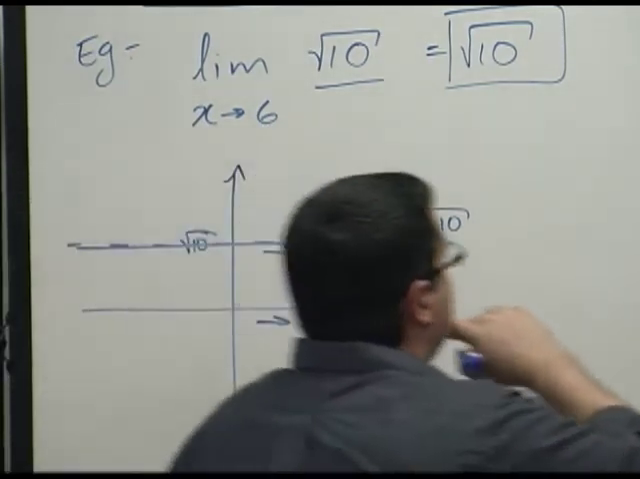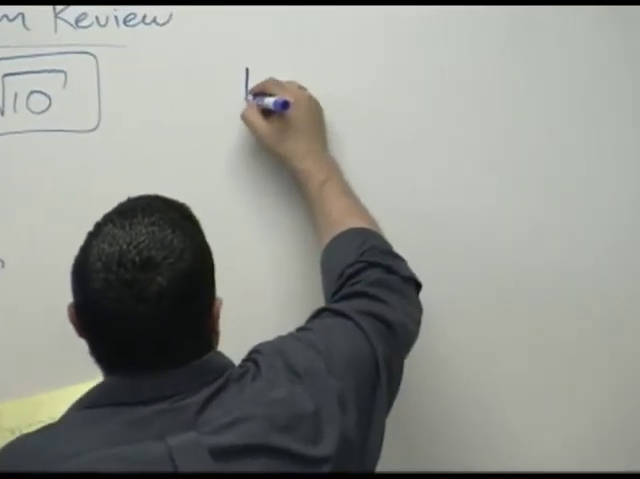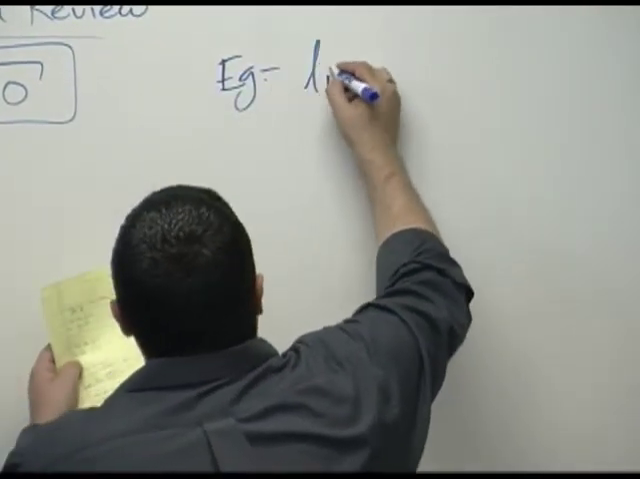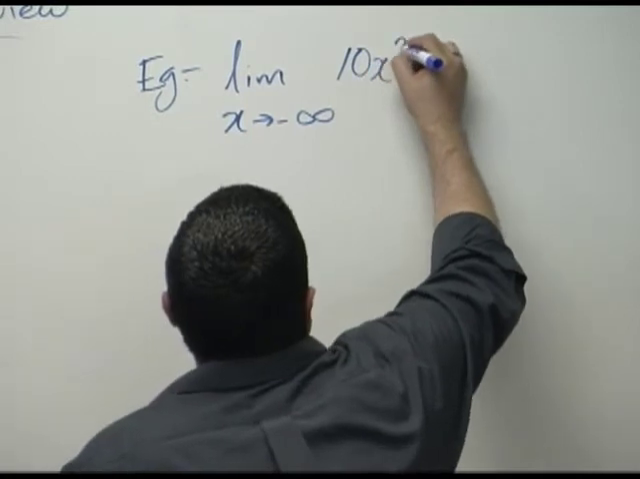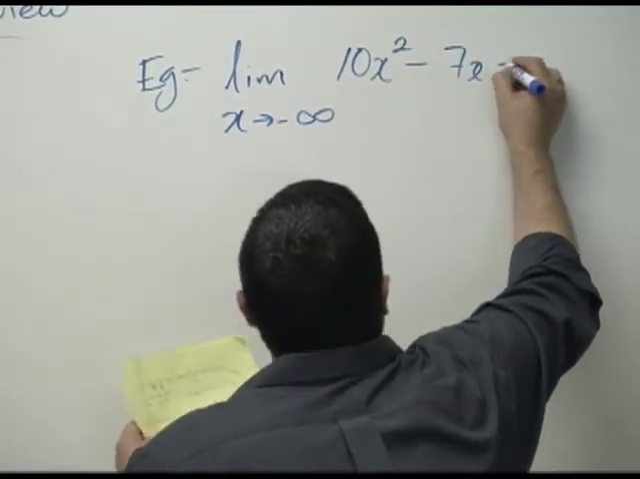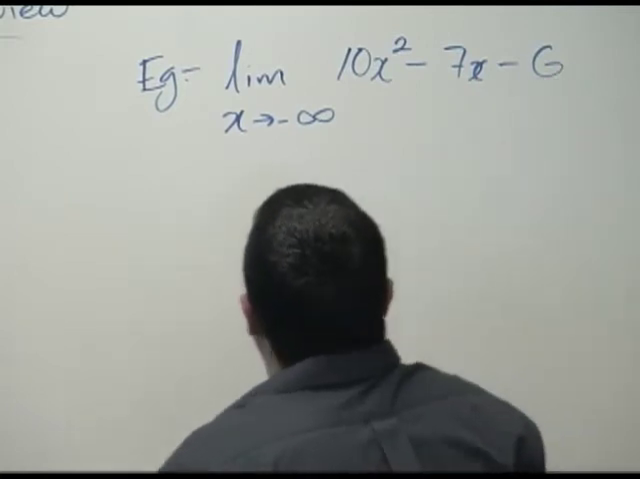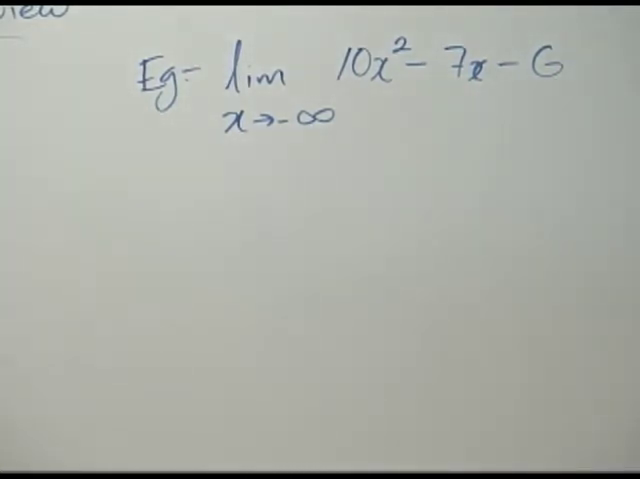Now, compare it to something like this. Here you have this limit as x goes to negative infinity of 10x squared minus 7x minus 6. In this case, what's going to happen? It's going to go up to infinity. Why? The negative cancels out when it's squared, and that's going to be the largest number. That's one way to think about it, certainly.